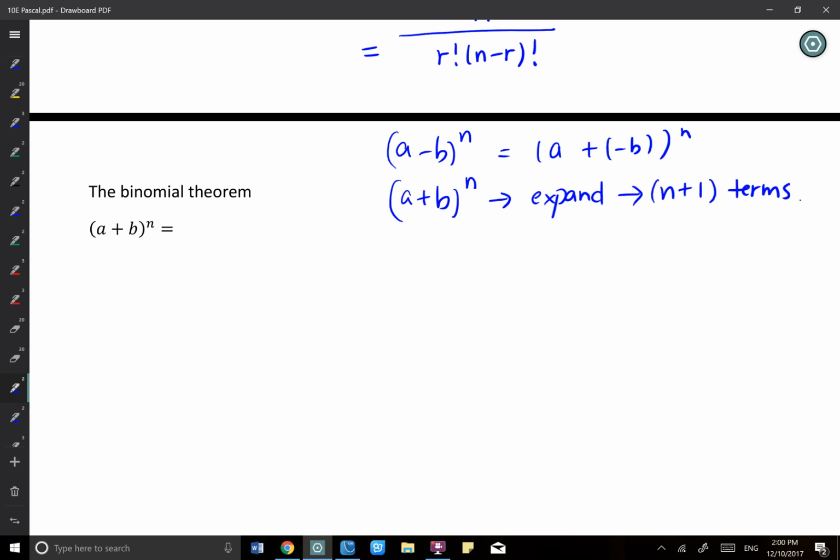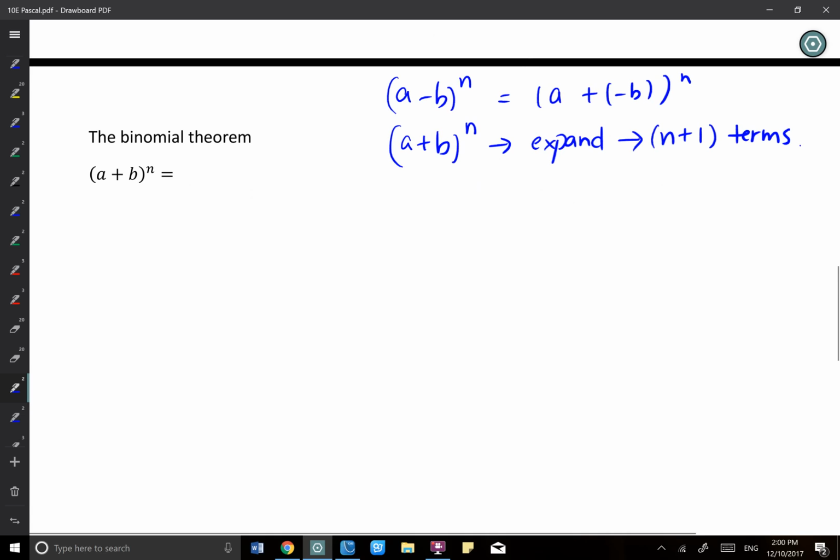Let's think about the cubic. A plus b cubed. So it's a cubed plus 3a squared b plus 3ab squared plus b cubed. So 4 terms. So to the power of 3, you have 4 terms. So it's always one more. Okay, one more term after you expand it. Alright. So it's n, n plus 1 terms.